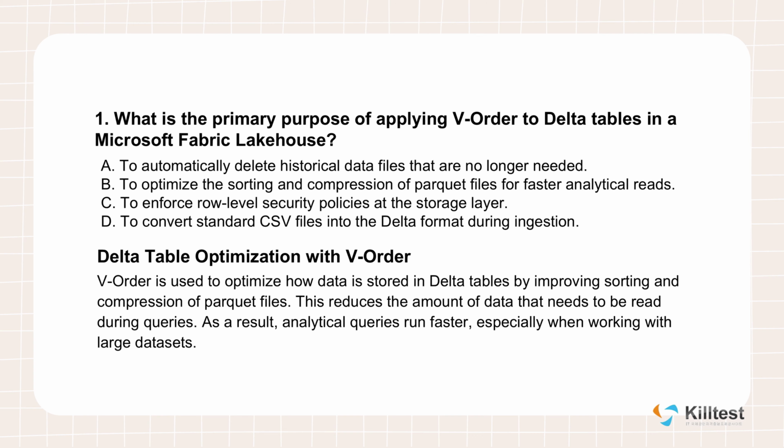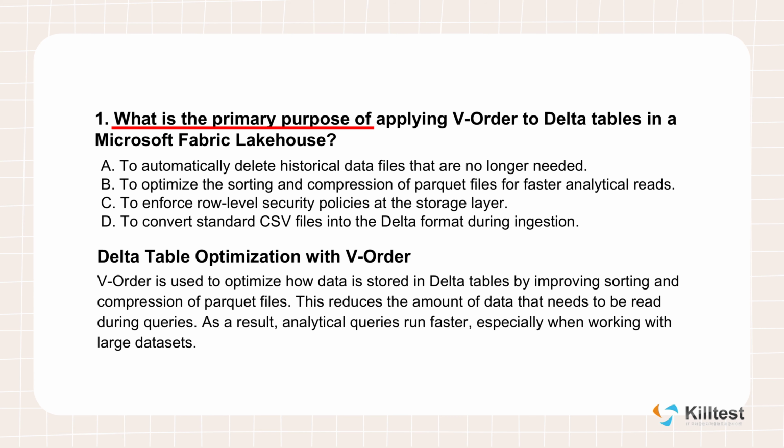Okay, listen to this scenario regarding storage optimization. Here's a question. What is the primary purpose of applying V-order to delta tables in a Microsoft Fabric lakehouse? Okay, classic DP-600 question. Right. And here are the options. Option A, to automatically delete historical data files that are no longer needed. Option B, to optimize the sorting and compression of Parquet files for faster analytical reads. Option C, to enforce row-level security policies at the storage layer. Or Option D, to convert standard CSV files into the Delta format during ingestion.